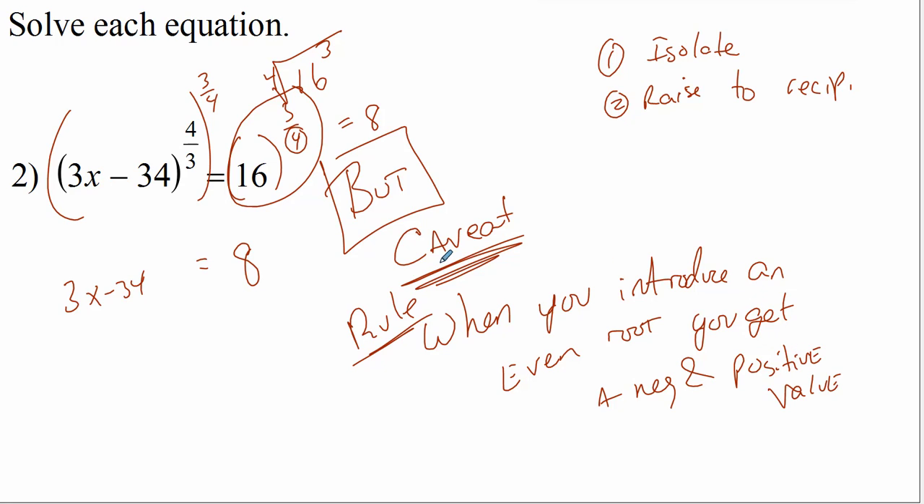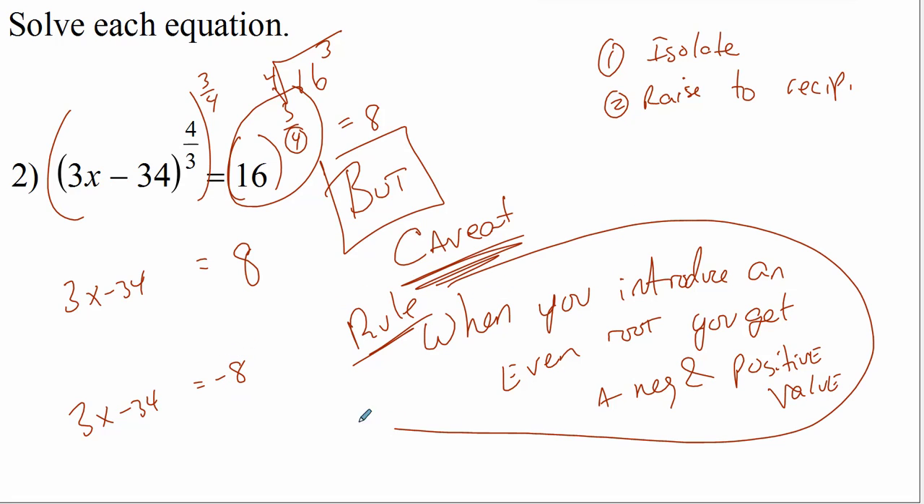So what does that mean? That means that I get 3x minus 34 equals 8, and 3x minus 34 equals a negative 8. So both of these are considered answers. Okay, one is positive, one is negative. This you need to understand, all of that. When you introduce an even root, you get a negative and a positive. So instead of just getting one answer, we're going to get two.